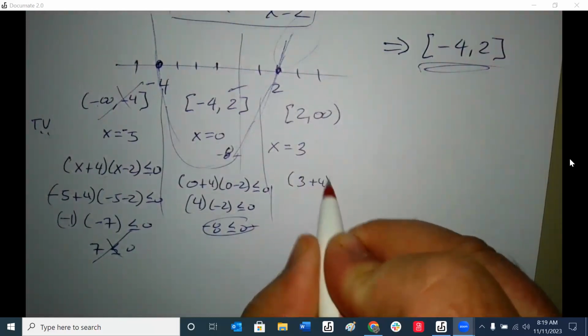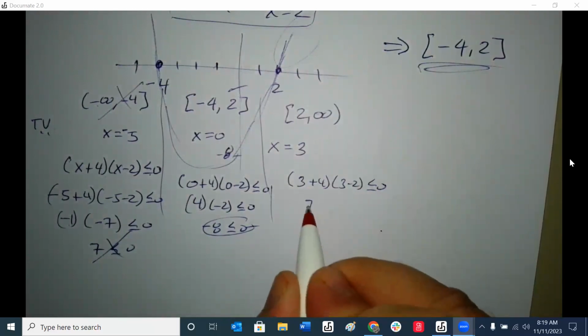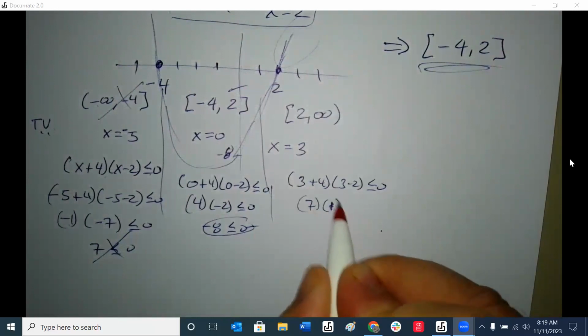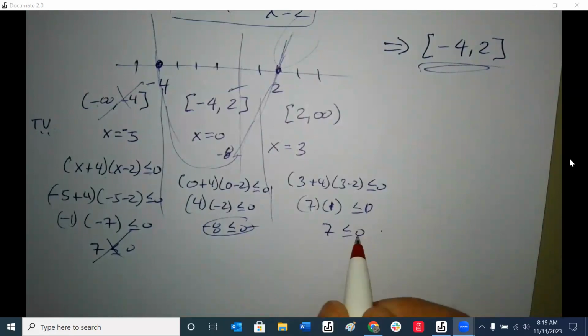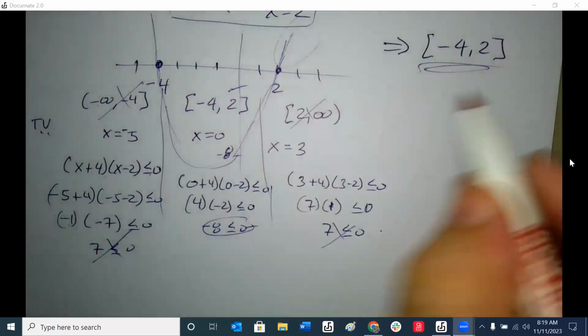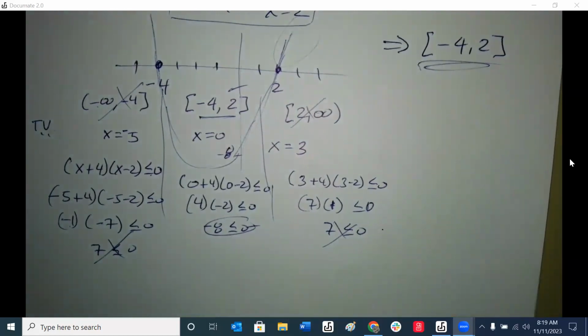So 3 plus 4, 3 minus 2. So it's 7 times 1. Is 7 less than 0? No. So again, it's this interval. You can use whatever method you want.